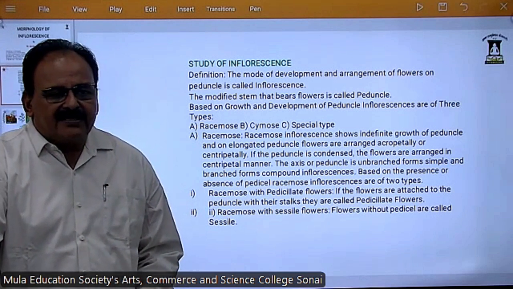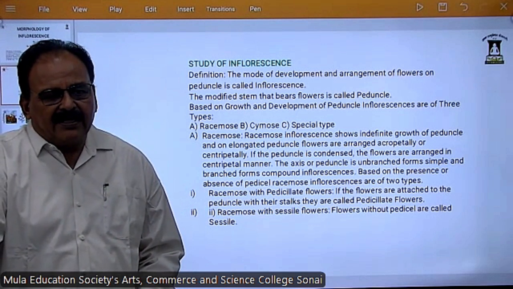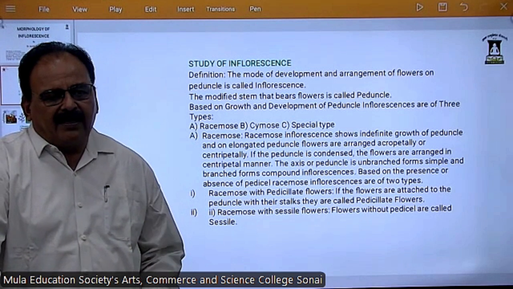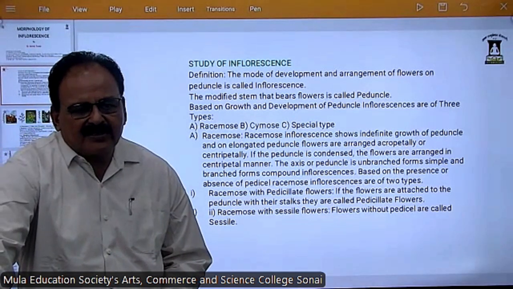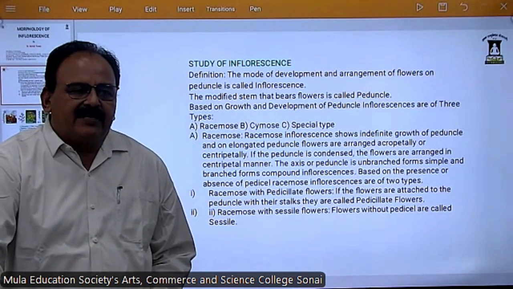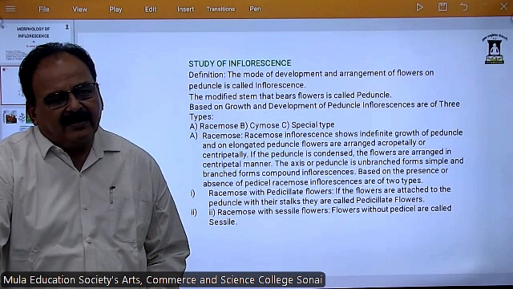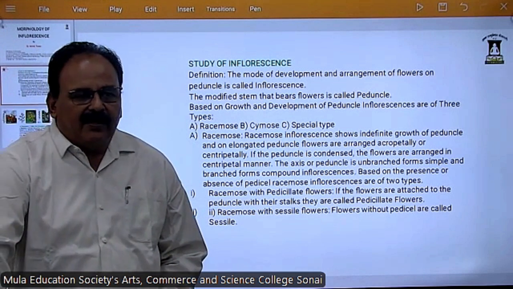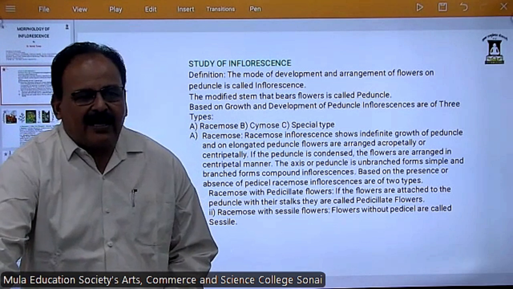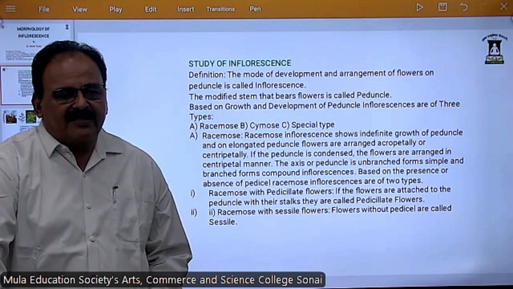Second type is cymose. In this type of inflorescence, the flowers are arranged basipetally. The arrangement of flowers is basipetal, means the older flowers are present at the apical region, while the younger flowers are at the basal region.